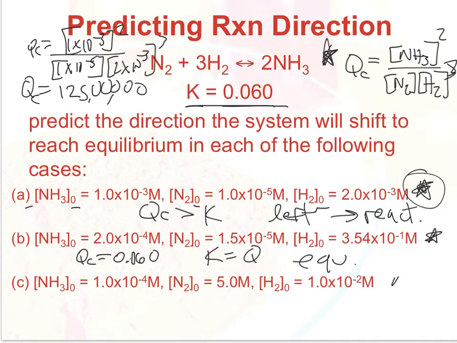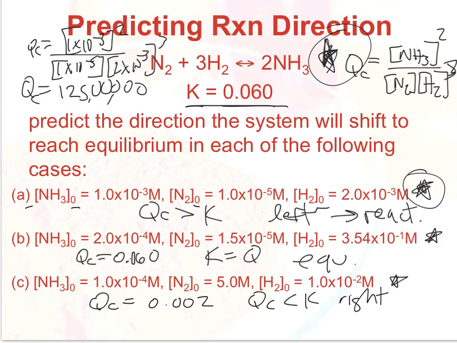So if we take a look at the last set of data and plug it into our reaction quotient as seen here, just like we did in the previous examples, we get 0.002. So in this case, Qc is smaller than K. In that case, what that means is that the relationship between reactants and products, there are too many reactants present. So what's going to happen is you're going to shift to the right in order to balance that out, and basically you're going to go towards the product side.